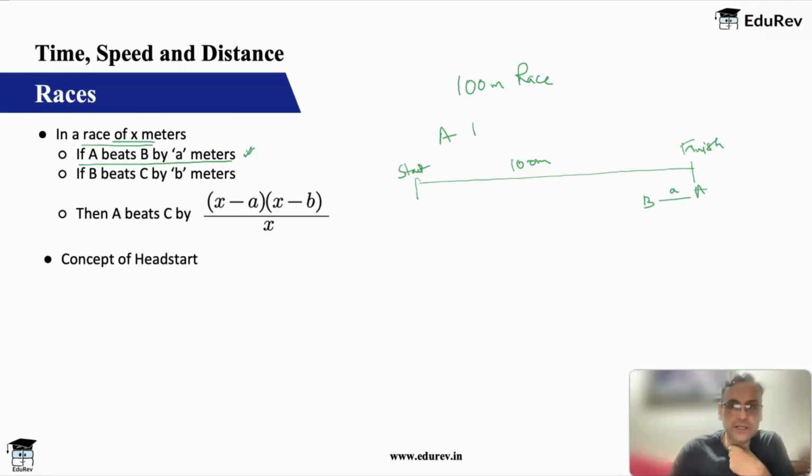Similarly, if B beats C by b meters, again B is beating C, that means B has also completed the race, which we will do after some time. So when B is here, then C is at a distance of b meters. So these are two different scenarios. These are not the same scenario. They will not happen at the same point of time. Remember, first A will beat B. After some time, B will finish the race and then C would be somewhere behind.